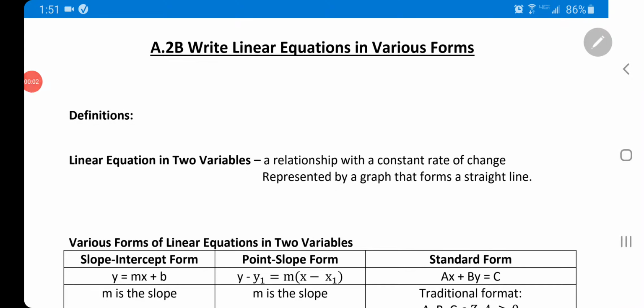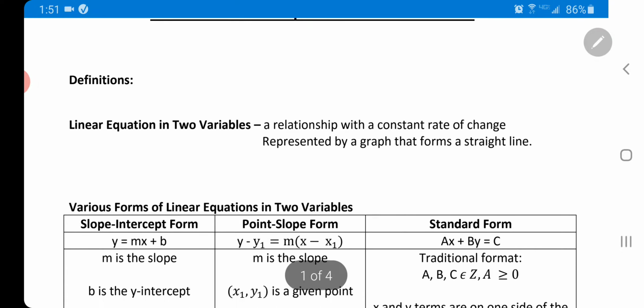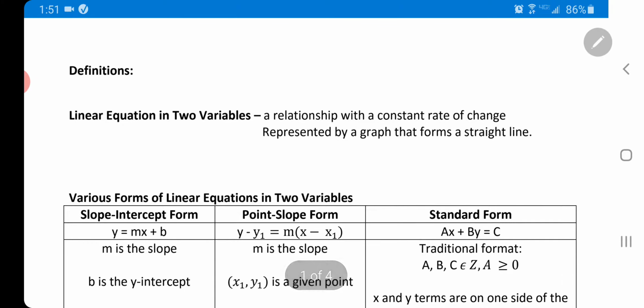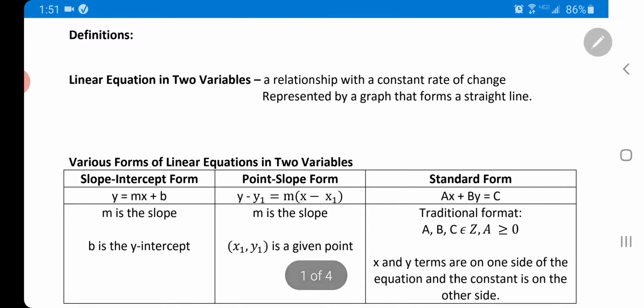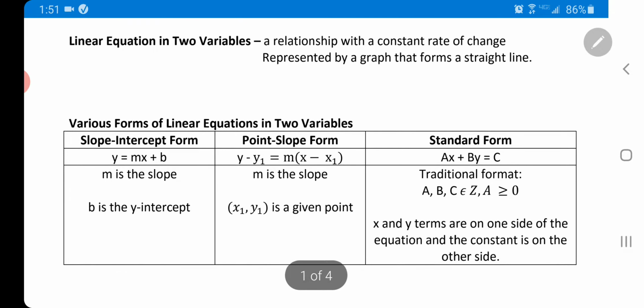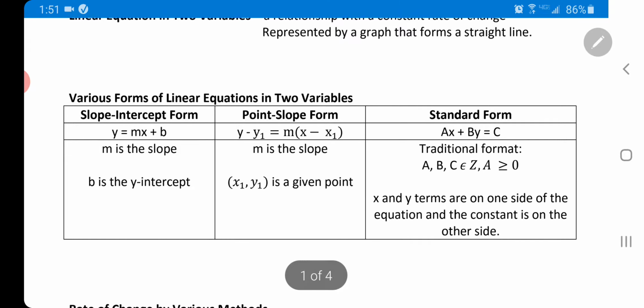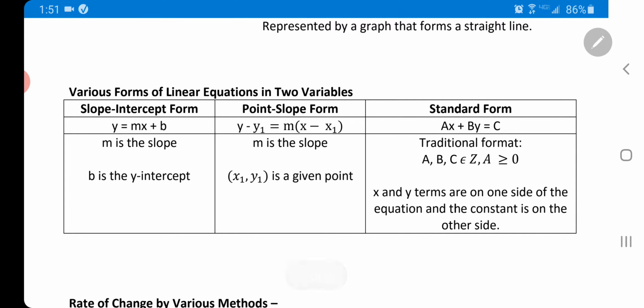Alright guys, in this lesson we'll be writing linear equations in various forms. Once again, let's revisit. A linear equation in two variables is a relationship with a constant rate of change, represented by a graph that forms a straight line. So again, we're still looking at linear equations, so graphs that make straight lines. Various forms of linear equations in two variables.